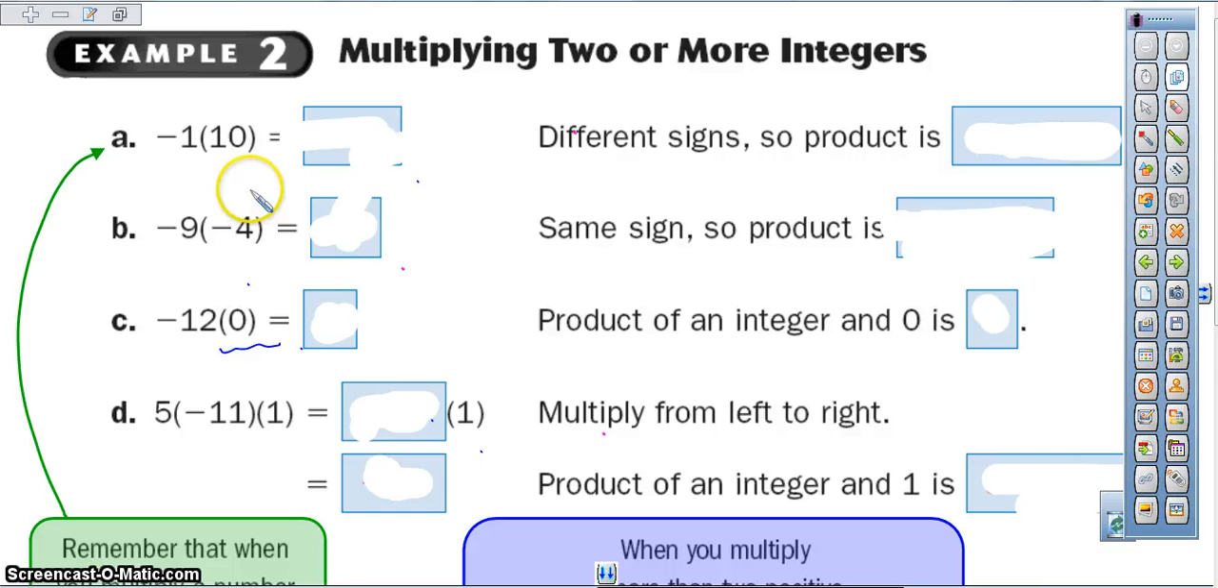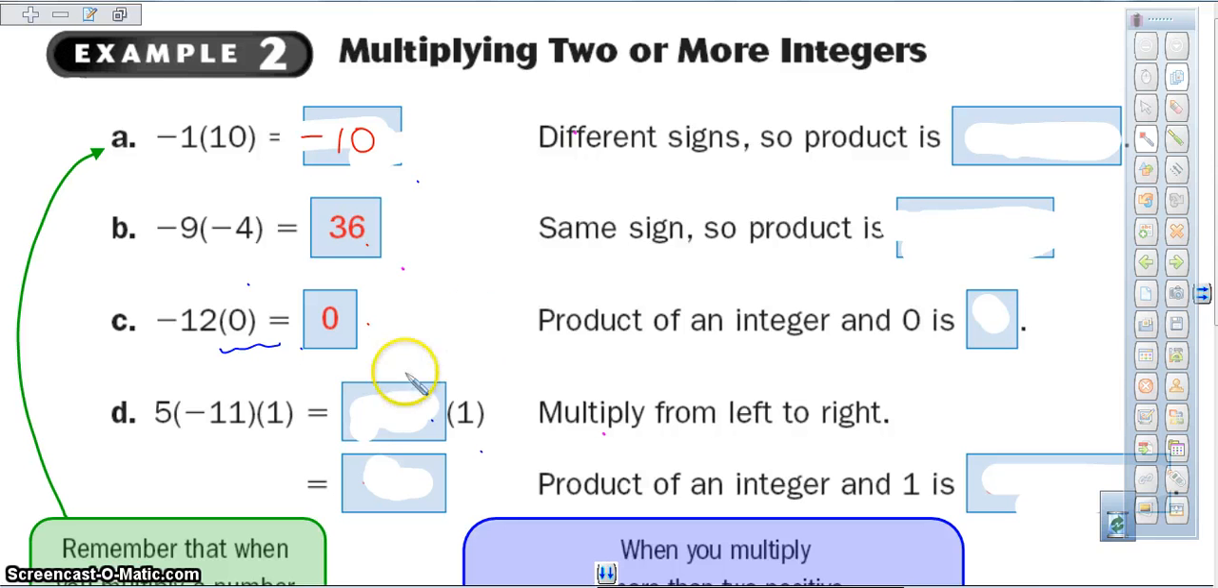We're going to practice just a little, and then I'm going to give you the guided practice. This first one would be a -10. Opposite signs. Same sign, even number. Answer should be positive, and in this case, we would be talking about a positive 36. Multiplying by 0. Remember, multiplying by 0 is always going to give us 0.